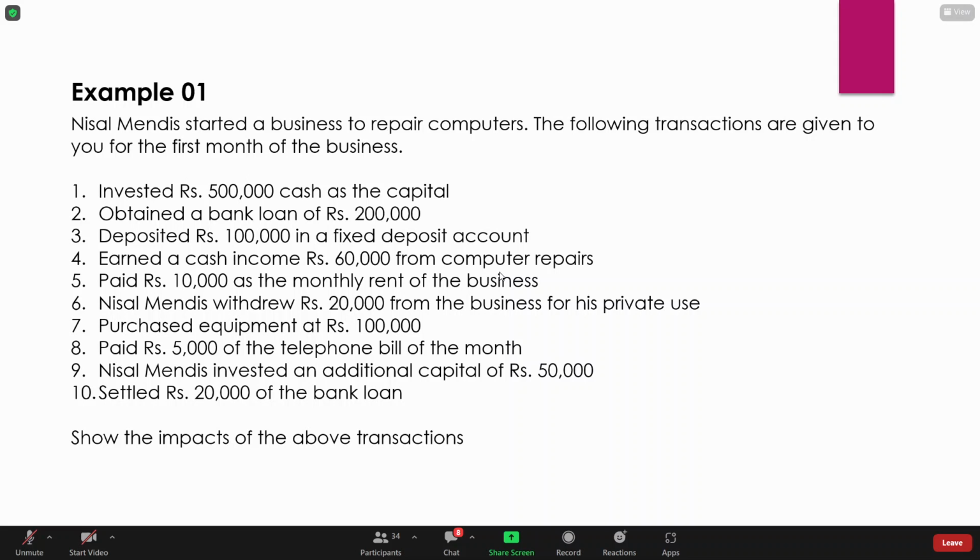Say your opinion. Nisal Mendis started a business to repair computers. Nisal Mendis, not Kusal Mendis, Nisal Mendis started a business to repair computers. The following transactions are given to you for the first month of the business. Owner invested 500,000 cash as the capital. So can you tell me where that's going to affect? Now I want all of you to unmute. Where is that going to affect?